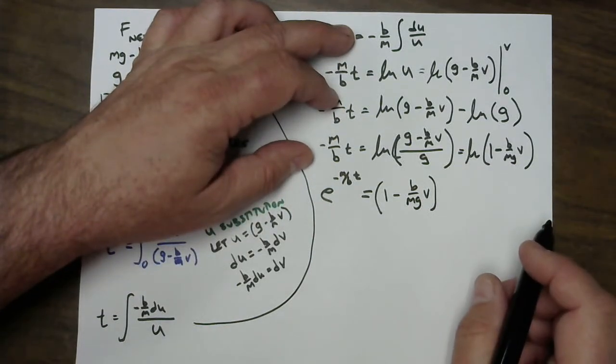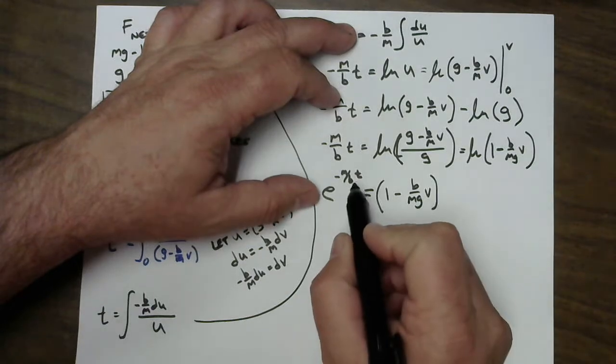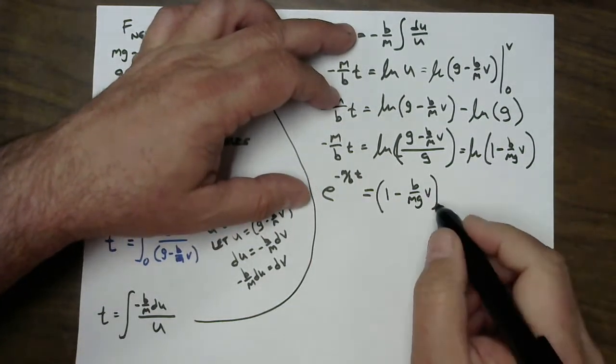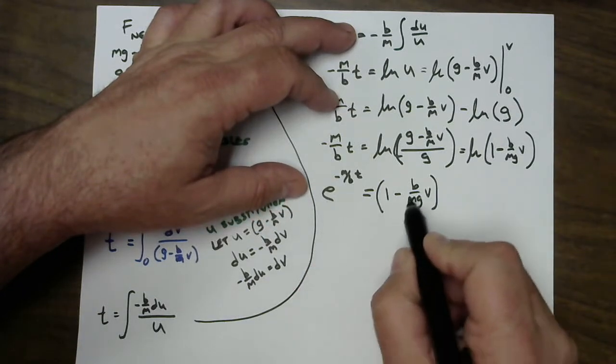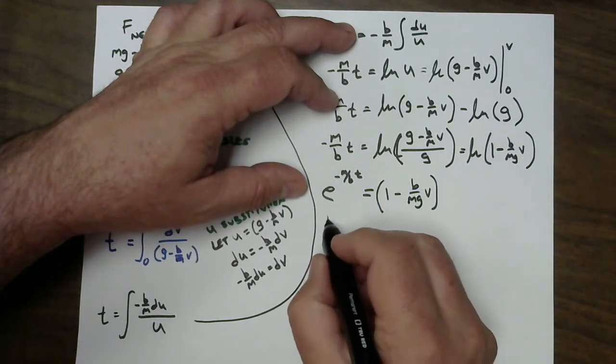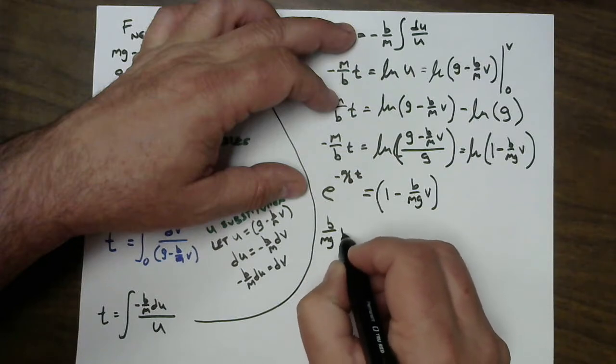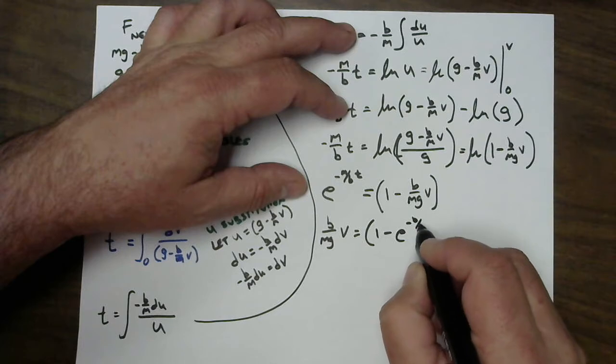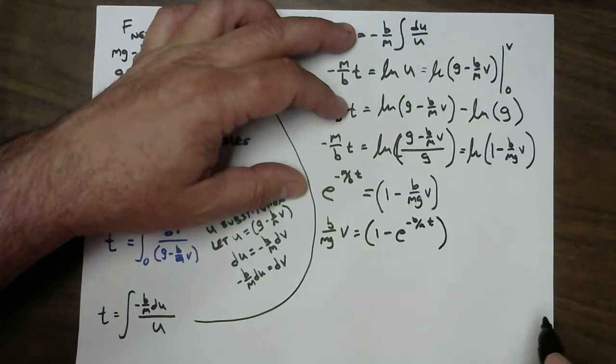Okay, let's scramble some things around, because this right now is t as a function of v. We want a function that's v as a function of t. So let's move the e to the something over here, move this thing over here. So we're going to have b over mg v on one side, and 1 minus e to the minus b over m times t on that side.